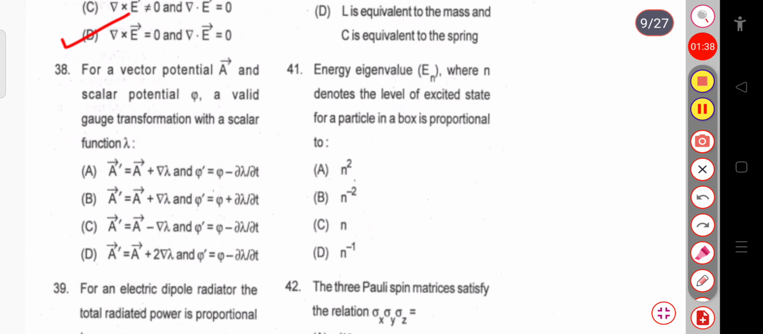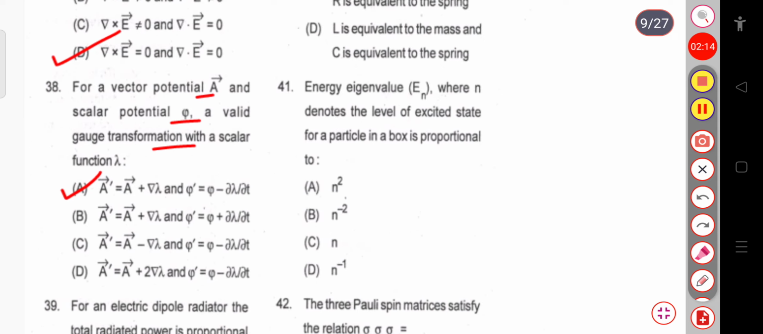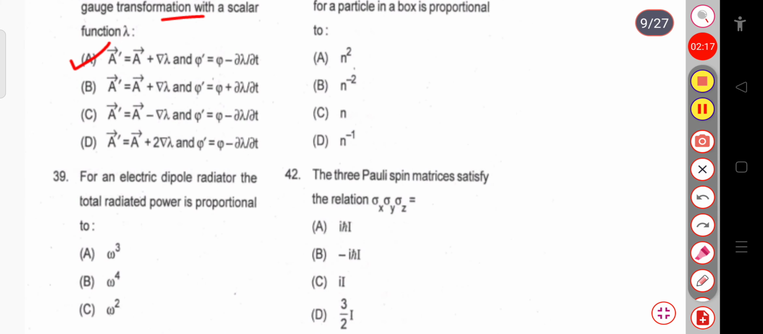Then the next question is: for a vector potential A and the scalar potential phi, a valid gauge transformation with a scalar function lambda. In this question you have to check which of the following options is correct. That is the relation of the vector potential and the scalar potential with the scalar function lambda. So here A prime equals A plus del lambda, and phi prime will be equal to phi minus dou lambda by dou t. So this is the gauge transformation. Now the next question, these are direct formula based questions, so I am not going into further detail.